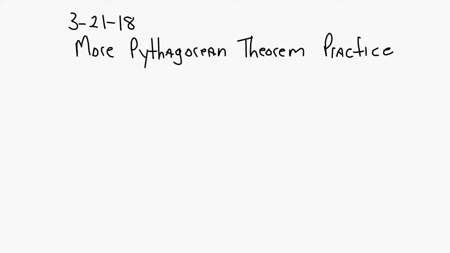Okay, the Pythagorean theorem says that for every right triangle, a squared plus b squared is equal to c squared. So you're going to be given problems today where they're going to give you two of the three letters, and you need to solve for the third letter. And all you do is substitute the ones that are given into the formula.